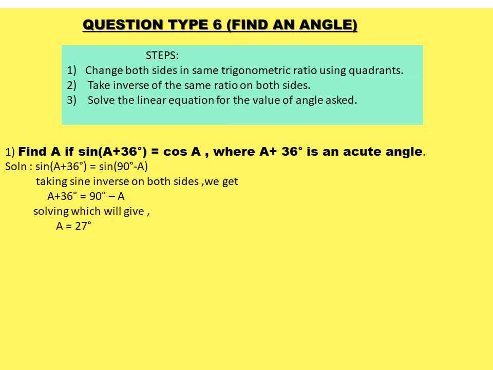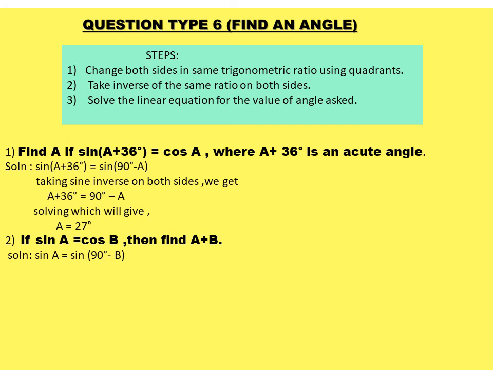So these are the 3 steps. First, you have to change both the sides of the equation into the same trigonometric ratio. Then take the inverse on both the sides of the same ratio and solve the linear equation. Similarly, another question from this: if sin A is equal to cos B, then find A plus B.